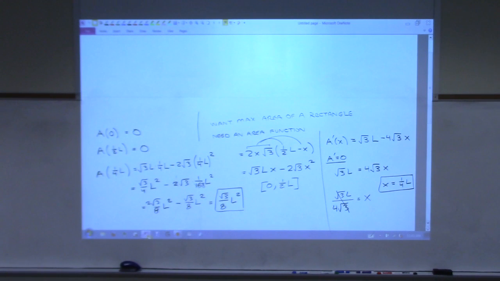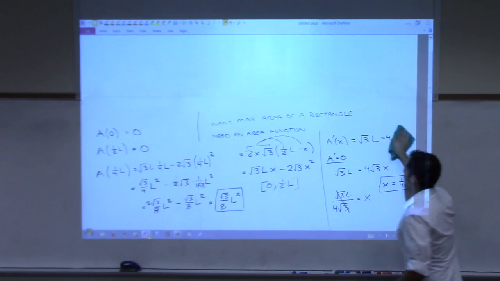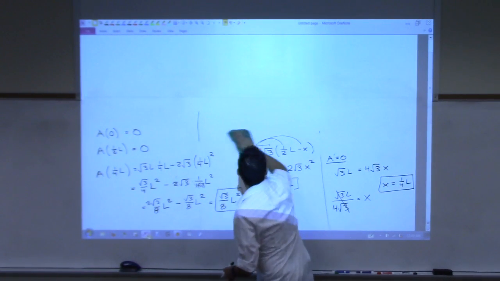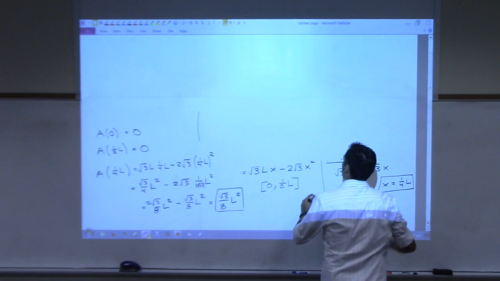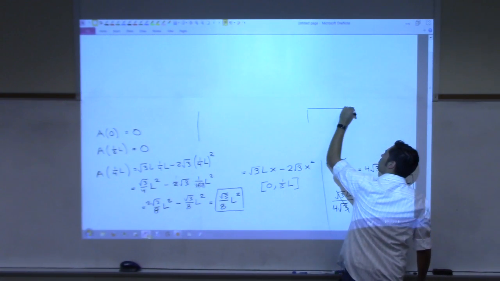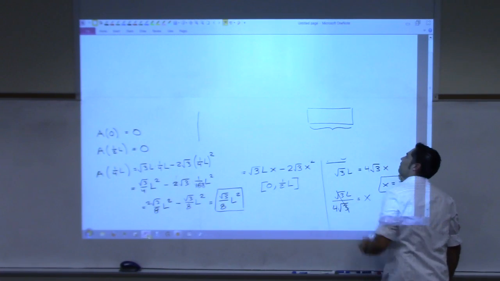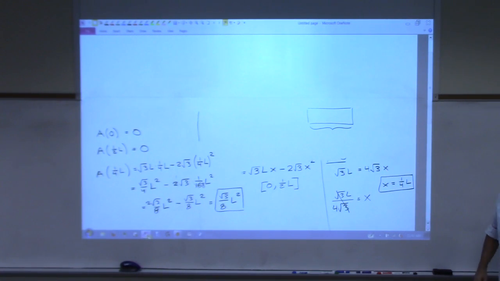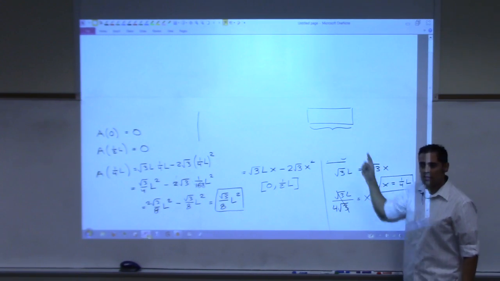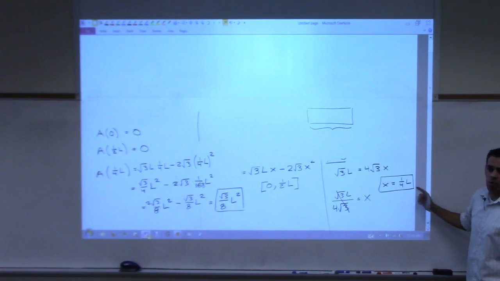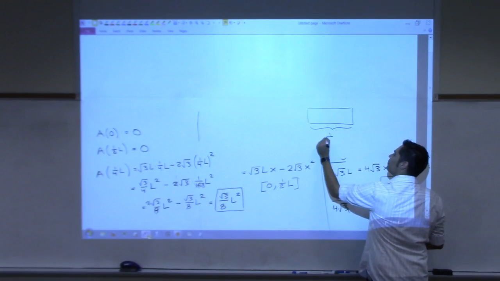I have not answered the question. The question was, what are the dimensions? So far, we know part of it, right? We wanted the dimensions of this rectangle, right? So what is this side going to be? Basically, it's 2 of these, because remember, x was the distance halfway. So it's 2 of those, 1/2 L. So this should be 1/2 L.